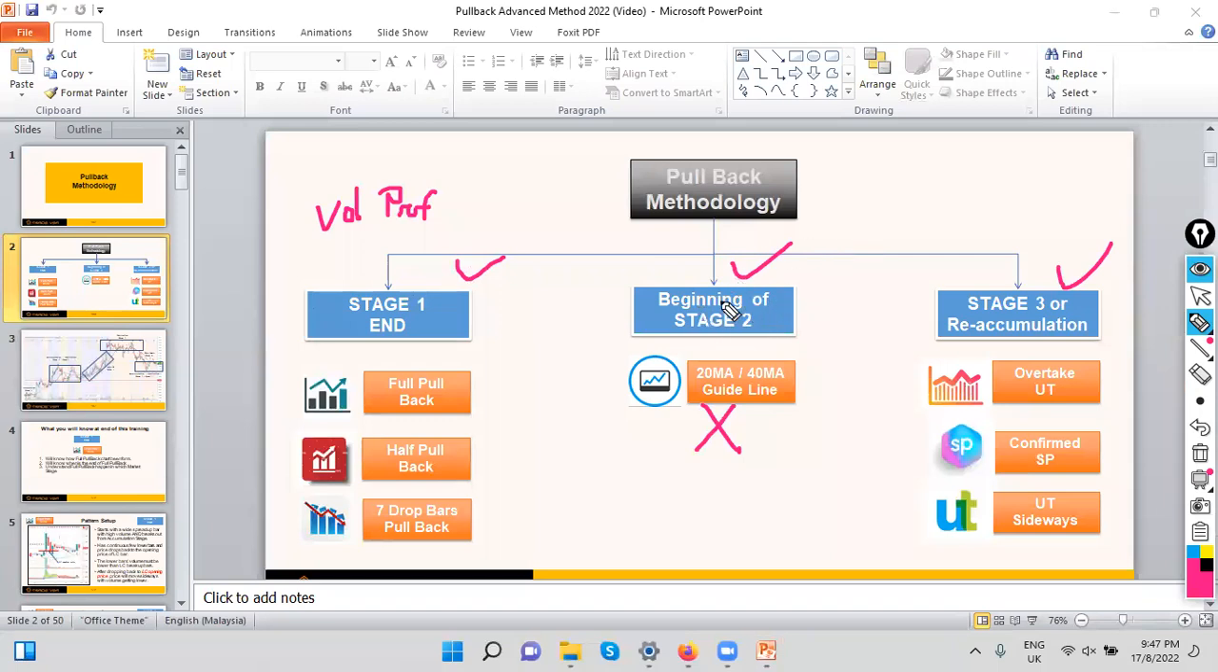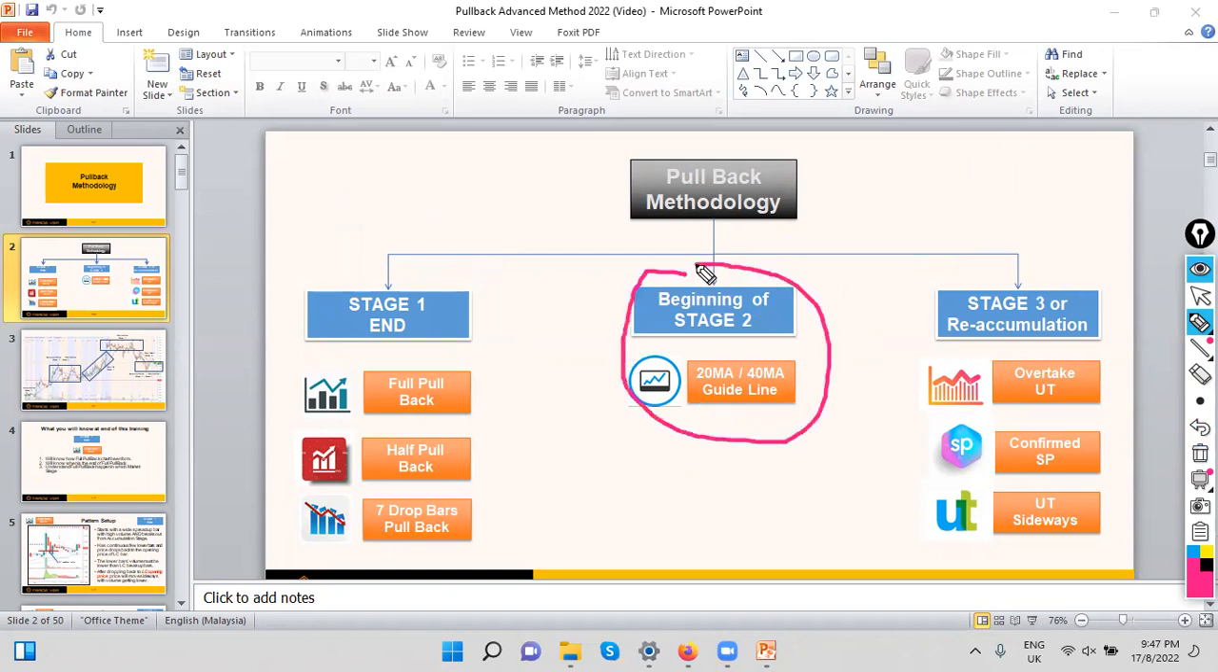That means it has already started moving. Let's say your graph is already moving up, it is very hard to draw your volume profile, because it just continues moving up. Sometimes your volume is here and the price is up until here, so certainly the volume has been shifted out. So when the stage is already moving, you will focus more on the 20 moving average and 40 moving average as a guideline for where your entrance is.